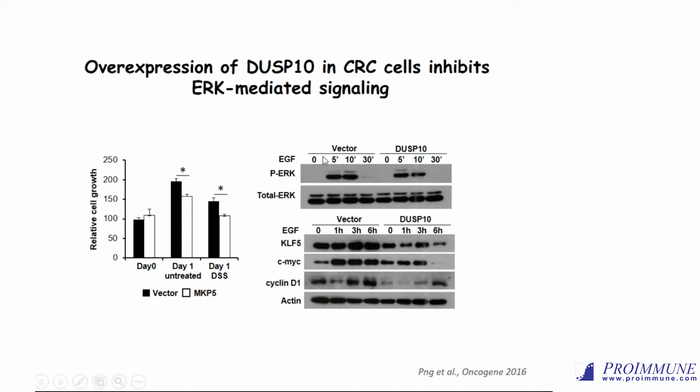cancer cells. And in addition, we also found that overexpression of DUSP10 inhibits the activation of ERK, as well as ERK-regulated genes, including KLF5, c-MYC, and cyclin D1, which are important for cellular proliferation.